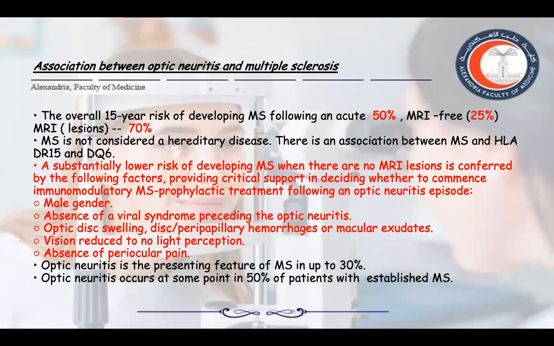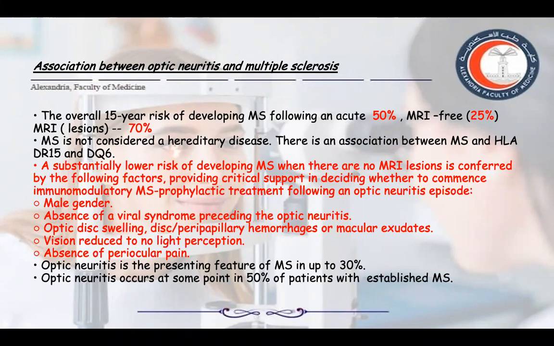This slide is, in my opinion, the most important slide in my presentation. What are the associations between optic neuritis and multiple sclerosis? Very important. Any case presenting with demyelinating optic neuritis, I will mention in the next slides what I should do, or what percentage of such individuals can develop MS?